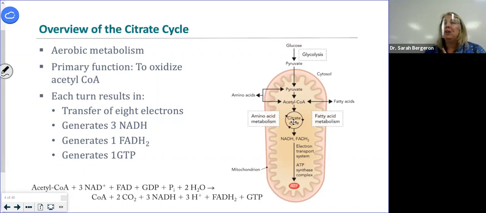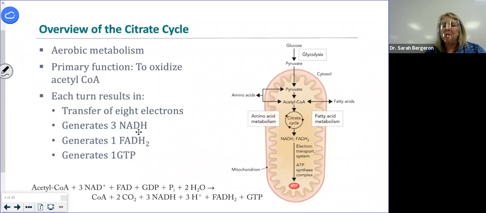Now, how many turns are we going to make per glucose molecule that we consume? 2, because we made 2 pyruvates. So you have to keep that in mind. 1 glucose is going to give you 2 turns of the citrate cycle. Because of these 8 electron transfers, we are going to get 3 NADH and 1 FADH2.